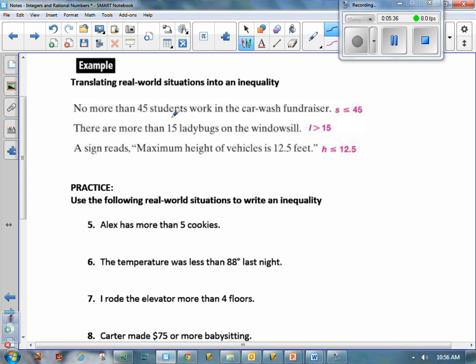There are more than 15 ladybugs on the windowsill. So they use L for ladybugs. If there's more than, that's going to be a greater than 15. A sign reads maximum height of vehicles is 12 5/10 feet. So maximum height means that's the most. They cannot be any higher, but they can be less than 12 5/10 feet. So it's a less than or equal to.